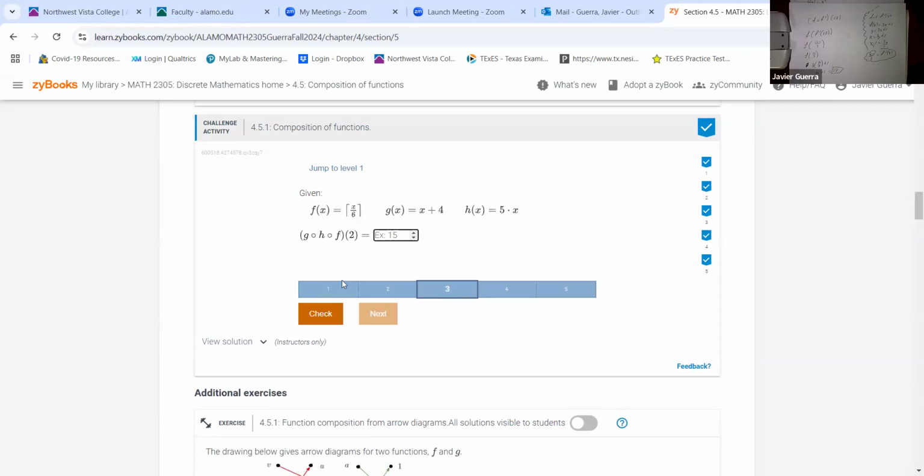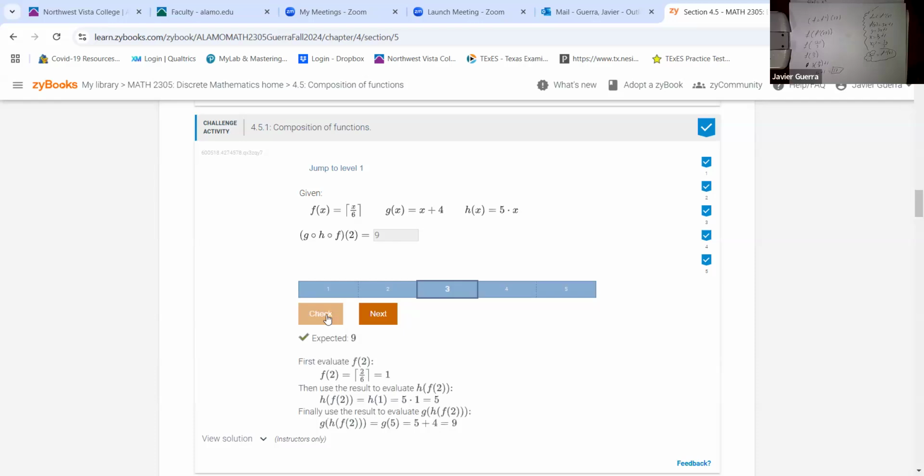Oh, we have a triple. So I got to evaluate f at 2. 2 over 6 is a third. So that should be ceiling. So that should be 1. And then plug in 1 into the h. 5 times 1 is 5. Plug in 5 here. 5 plus 4 should be 9.